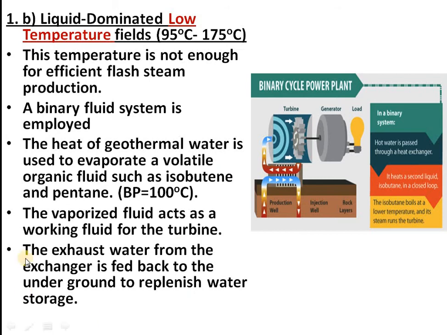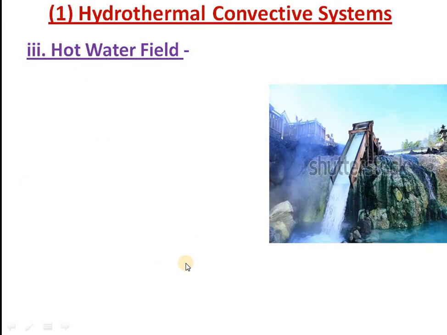That is a difference. And once the water is used to boil this liquid, its energy is lost, it is cooled down, you can again use it to fill the underground storages. Okay, replenish. So exhaust water from the exchanger is fed back to the underground to replenish water storage. That is done. Understand? So I think the idea is clear.